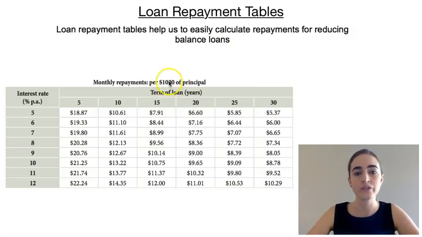So if you had a loan that was $1,000 and you were going to repay it over these time periods, it tells you how much your monthly repayment would be. So we can use that to calculate no matter what our initial loan amount is.